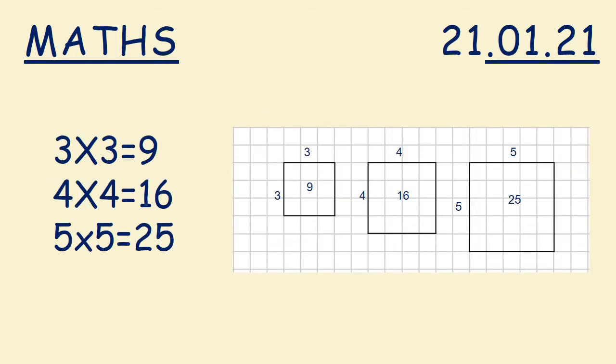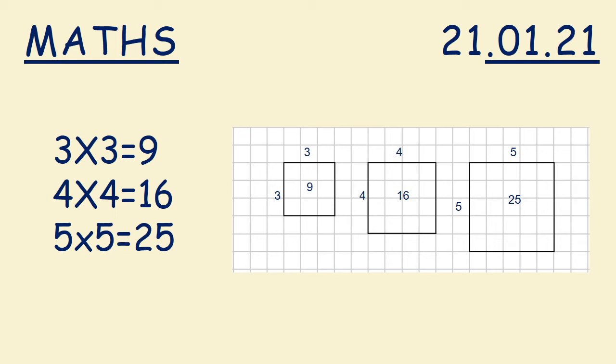We're going to find the area of the squares. This square is 3 squares long. So to find the area of the square, we're going to multiply one side, 3 squares, by the other side, 3 squares. So 3 squares times 3 squares equals 9 square centimeters. So the area of this shape is 9 square centimeters.